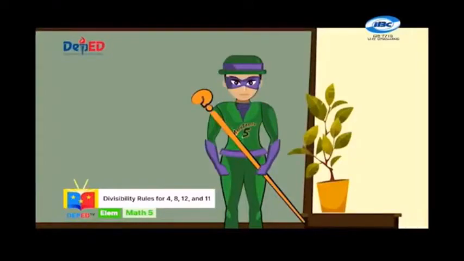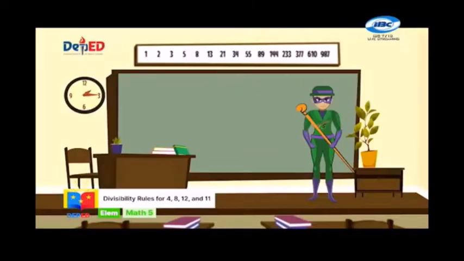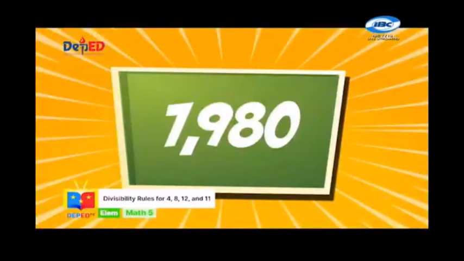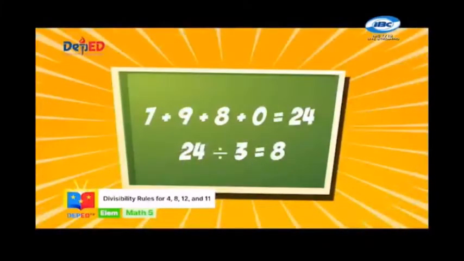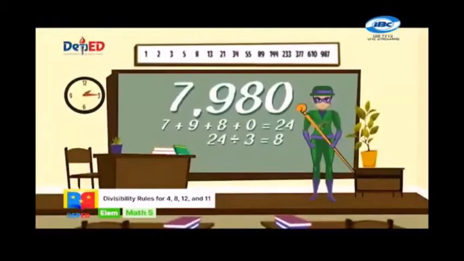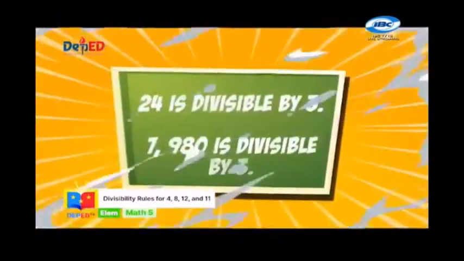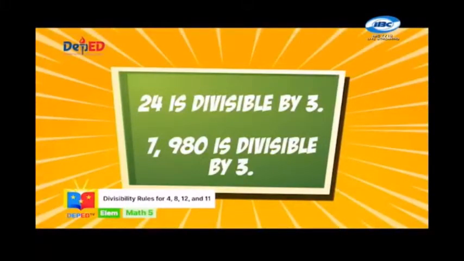Alright, let's see if you can pass this one. Math heroes, how about 7,980? Is 7,980 divisible by 12? Let's check whether the number is divisible by 3 and 4. To check if the number is divisible by 3, let's add all the digits of the number. 7 plus 9 plus 8 plus 0 is equal to 24. 24 divided by 3 is equal to 8. Since 24 is divisible by 3, therefore 7,980 is divisible by 3.